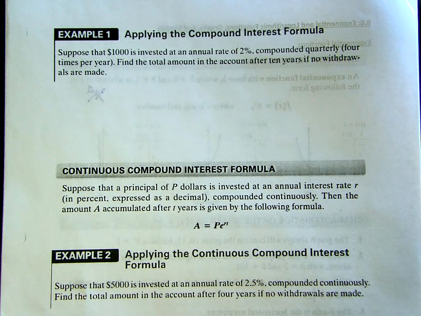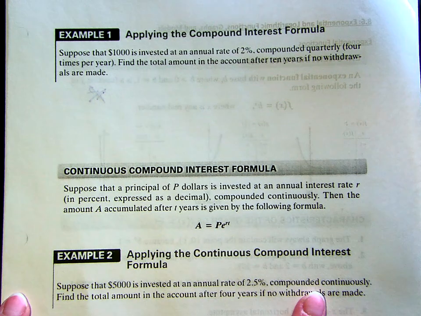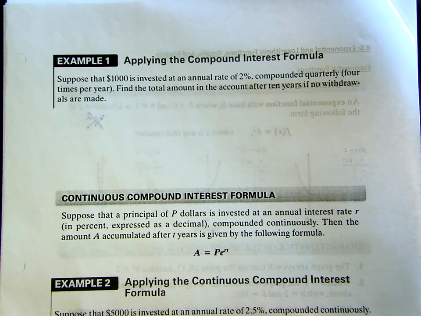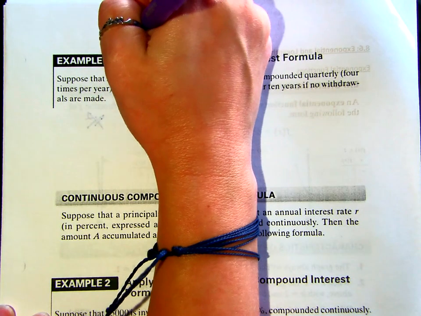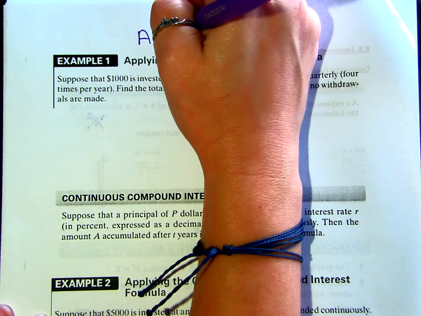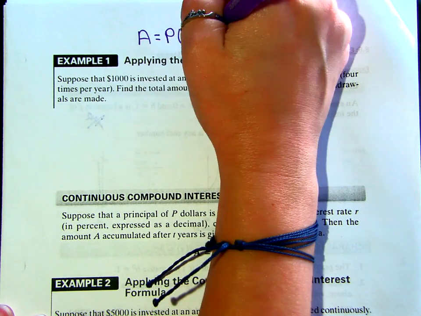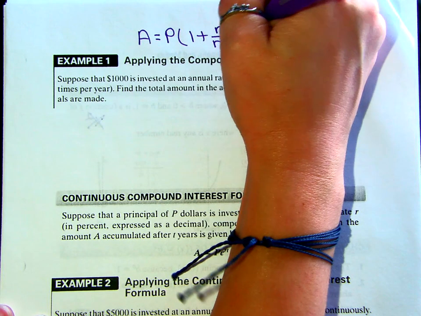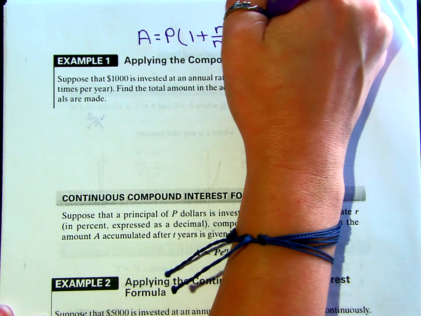And I know this first one says applying compound interest formula. So above that, I'm going to go ahead and rewrite that formula just so I have it, because I know it was on the other side. The annual accrued is our principal times 1 plus our rate over the number of times we compound it, raised to the number of times we compound it, times the time.